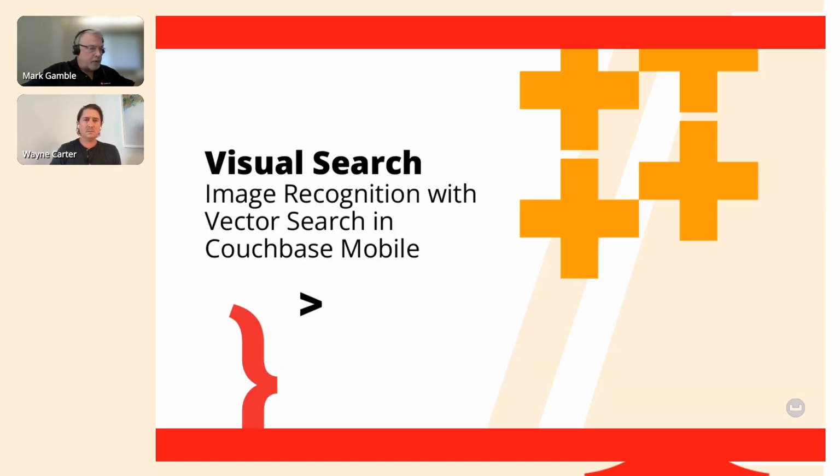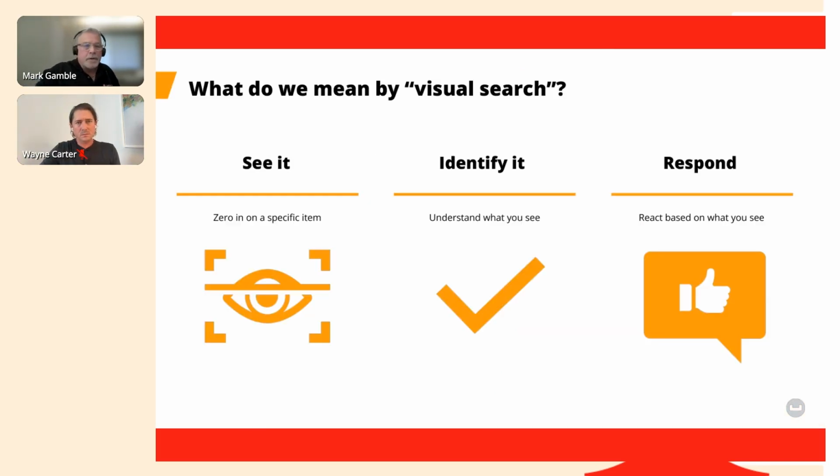Now, because Couchbase Mobile supports offline first vector search at the edge, let's dive in just for a moment to a very specific use case for vector search, and that's visual search. So when we consider visual search, what do we mean? To illustrate the concept in simple terms, let's think of how a human recognizes things visually. We'll focus on a specific item, we recognize what it is, and we respond accordingly.